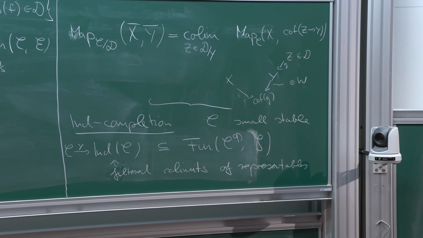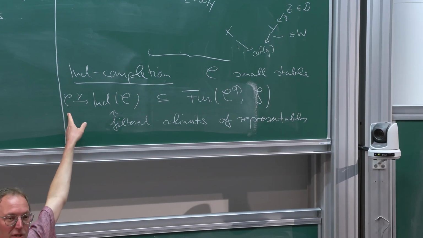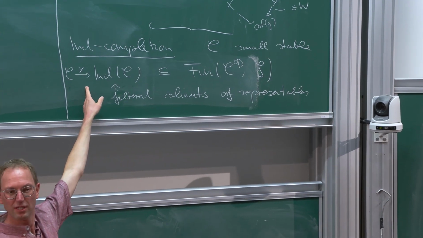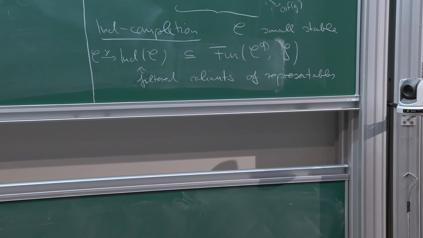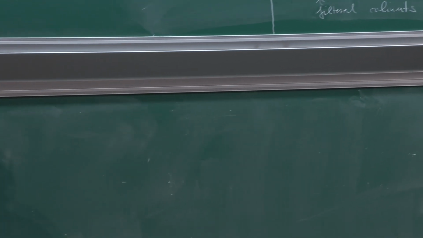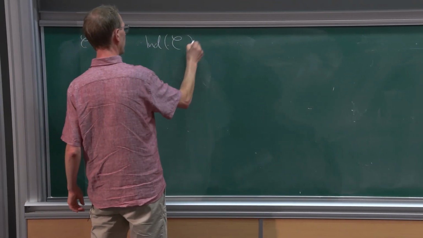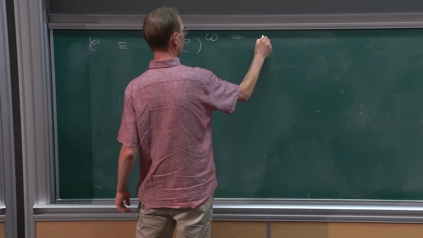Now you can ask yourself, can you somehow recover C from the Ind-completion? That's not quite true, but almost. First of all, you see that C is always contained in the compact objects inside the Ind-completion. Here omega means compact objects.